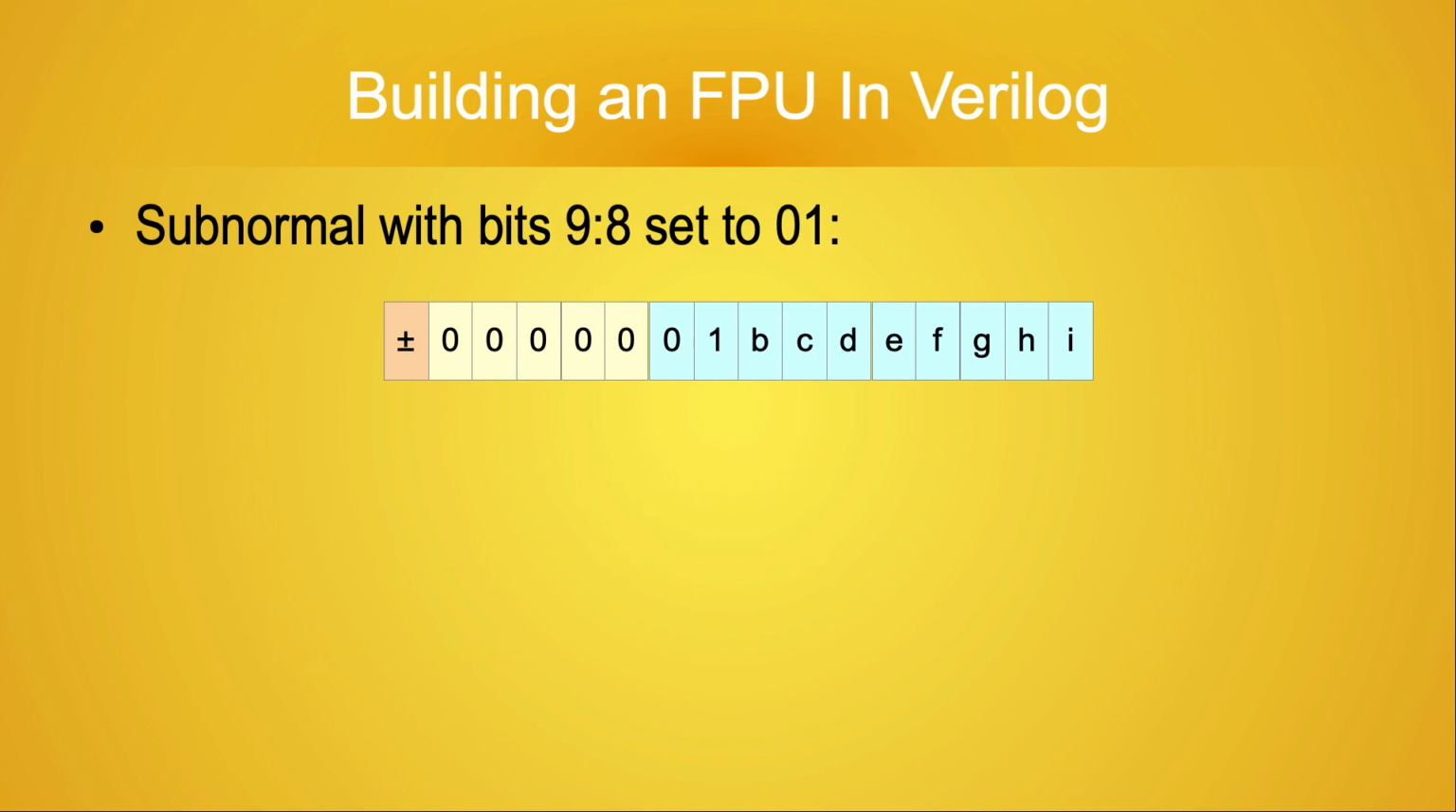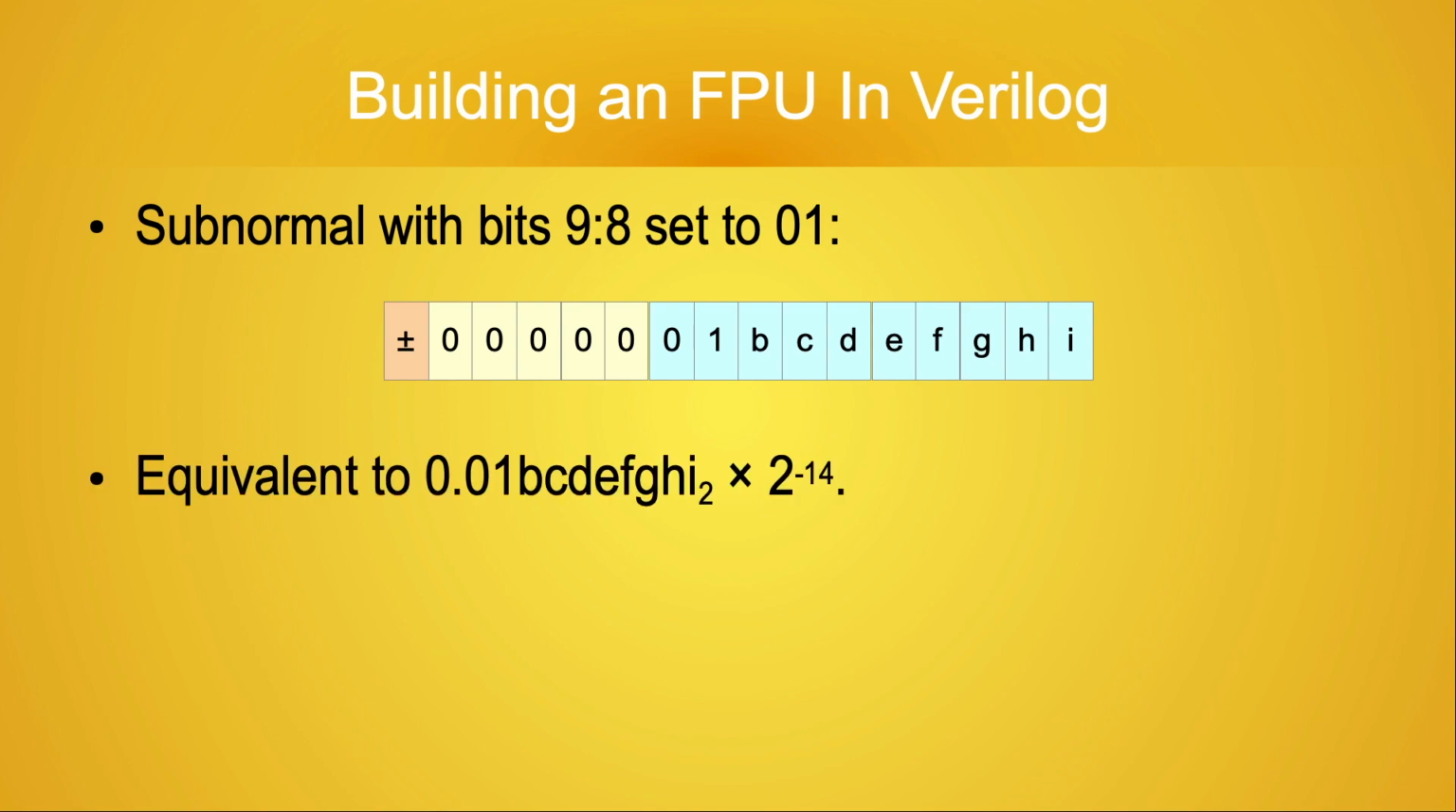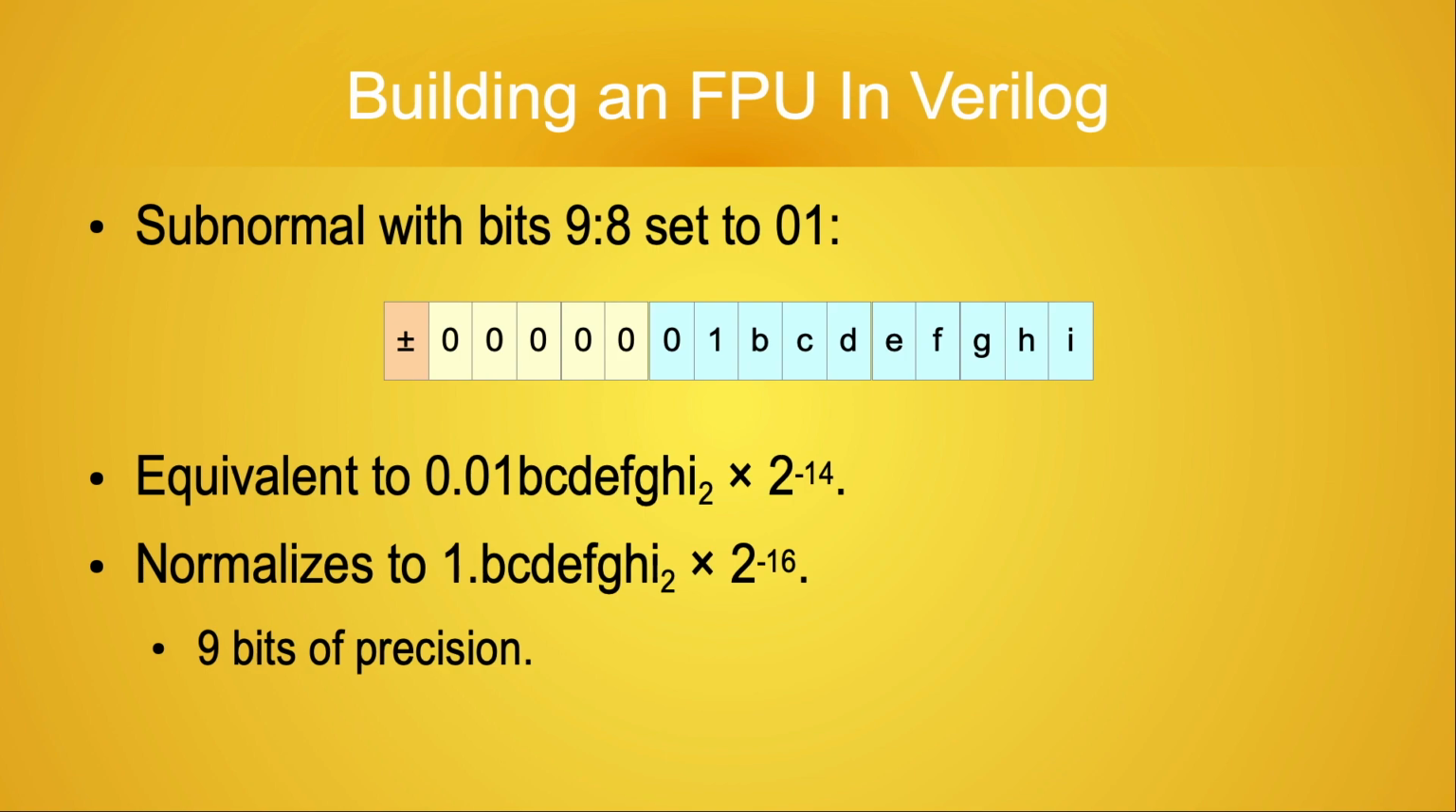Next case. Let's make the first two digits of the significand be 0, 1 and leave the remaining 8 bits unspecified. This number represents 0.01BCDEFGHI times 2 to the minus 14th power. Again, we have to shift the binary point to the right until we have exactly one non-zero digit to the left of the binary point, and we have to subtract the number of places we move the binary point from the exponent, so this number represents 1.BCDEFGHI times 2 to the minus 16th power.